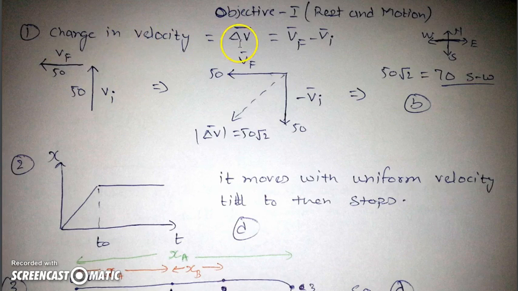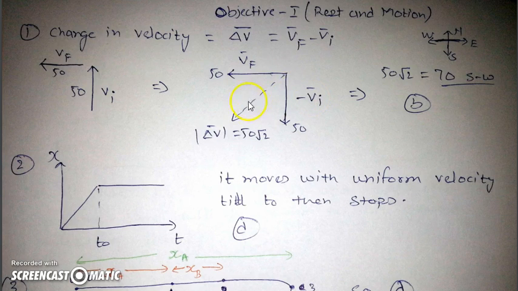Change in velocity is always defined as vf minus vi, final velocity minus initial velocity. It is moving towards north and then takes a left turn. So this is the final velocity, this is the initial velocity, and we have to subtract initial from final. Initial is towards north, so minus initial will be just opposite to north, south. Now we have to take the resultant of these two vectors, which are vf and minus vi.